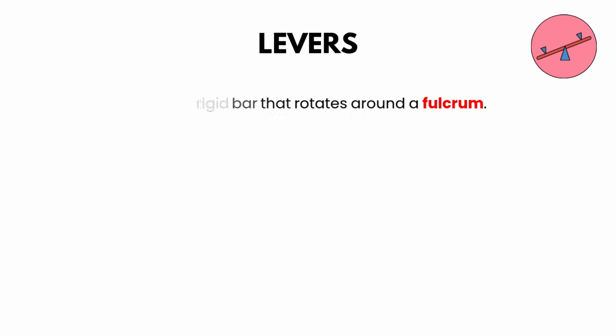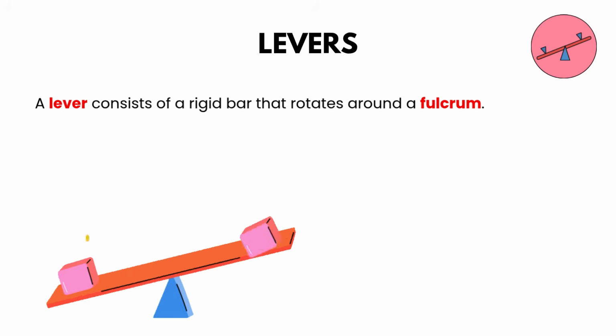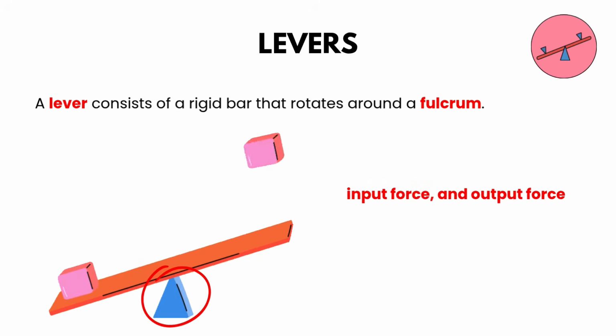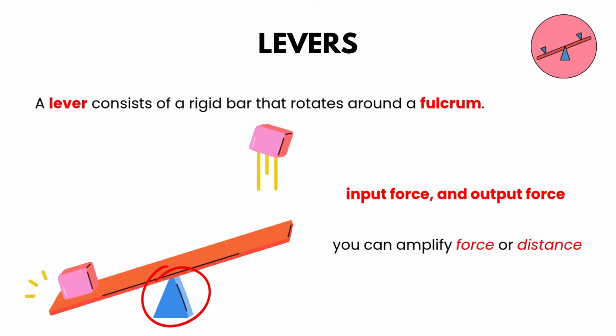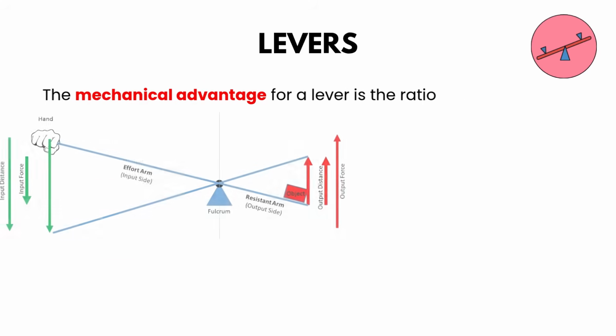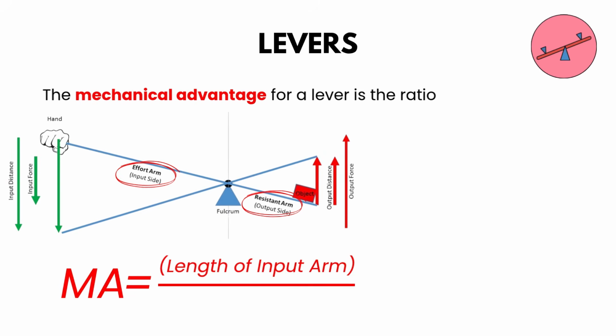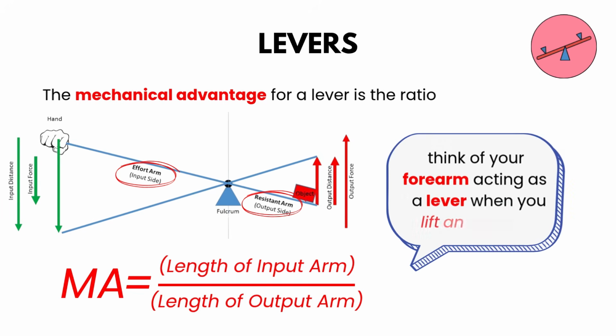Levers. A lever consists of a rigid bar that rotates around a fulcrum. By changing the positions of the fulcrum, input force and output force, you can amplify force or distance. The mechanical advantage for a lever is the ratio of the input arm length to the output arm length. MA equals the length of the input arm divided by the length of the output arm. On the MCAT, this can tie directly to biomechanics. Think of your forearm acting as a lever when you lift an object.